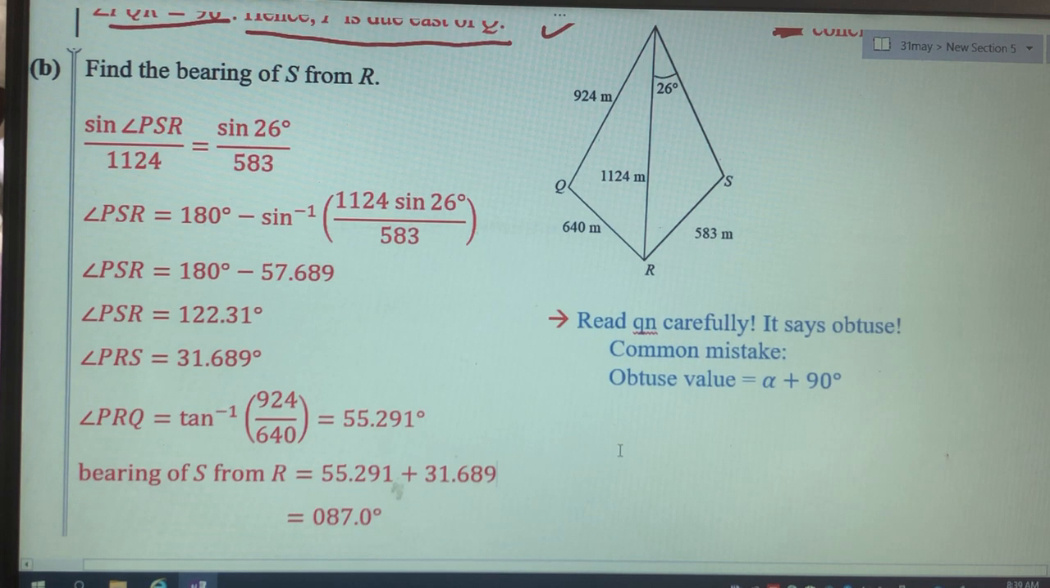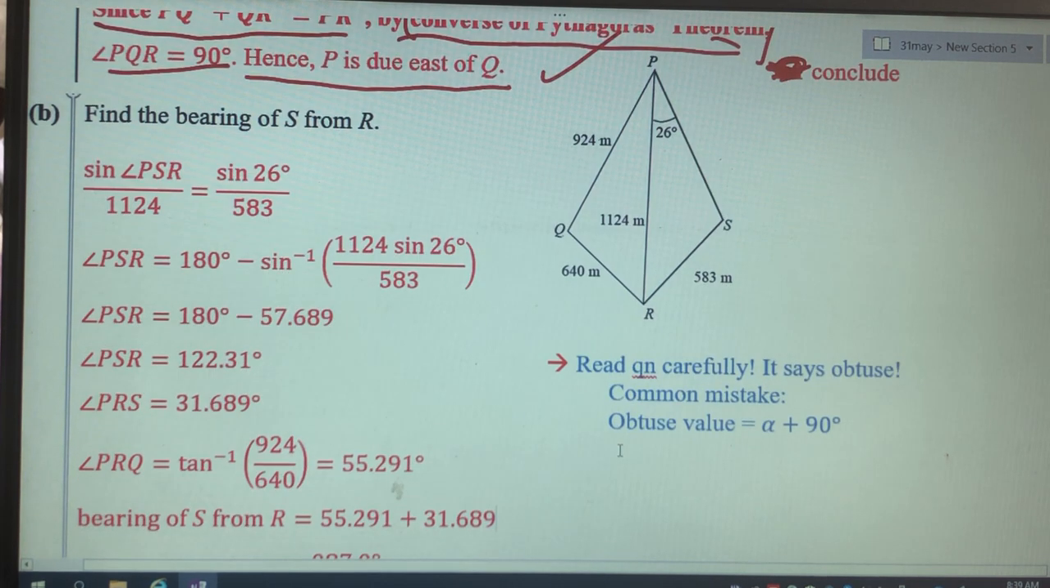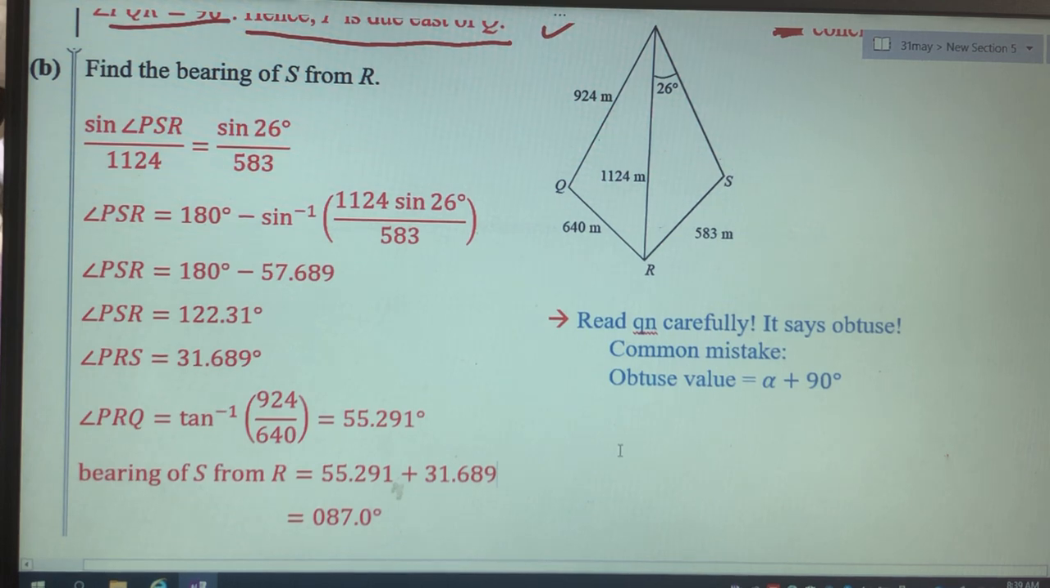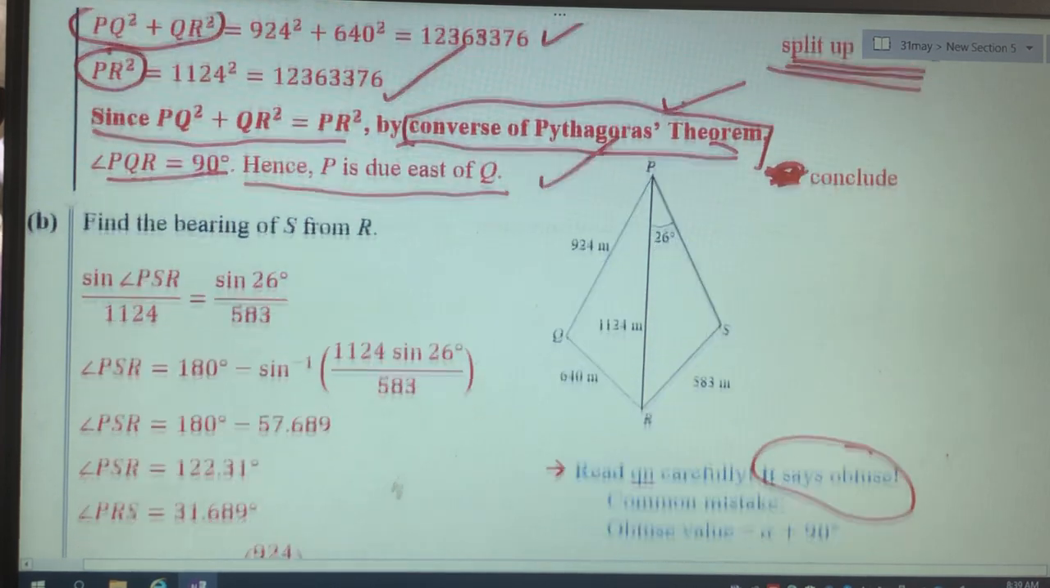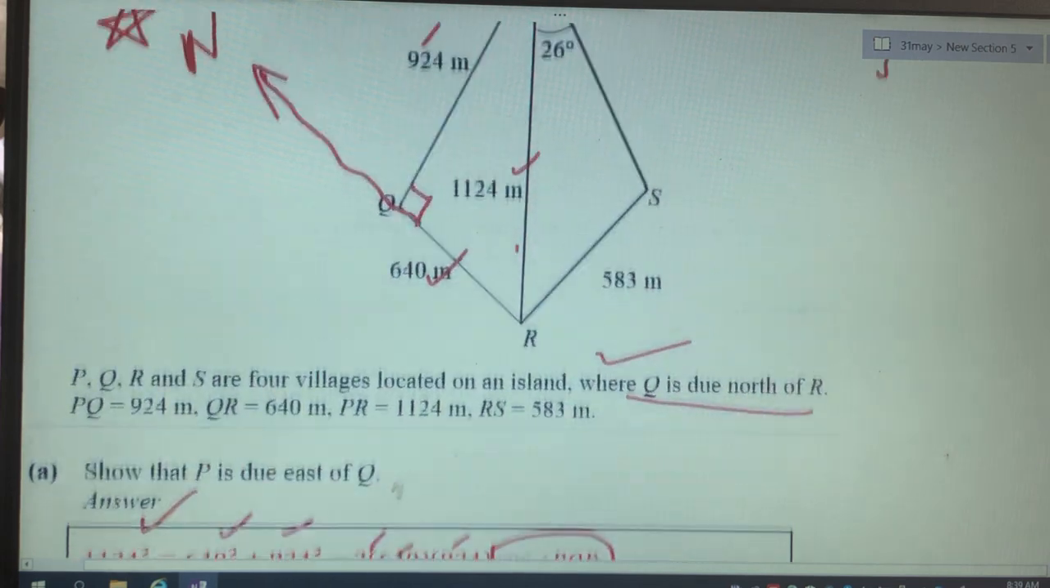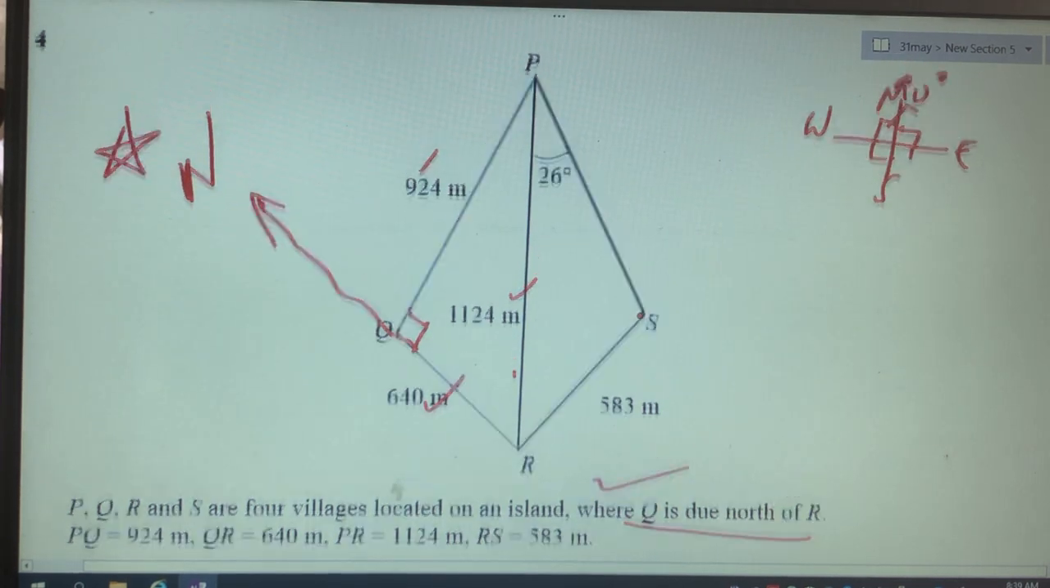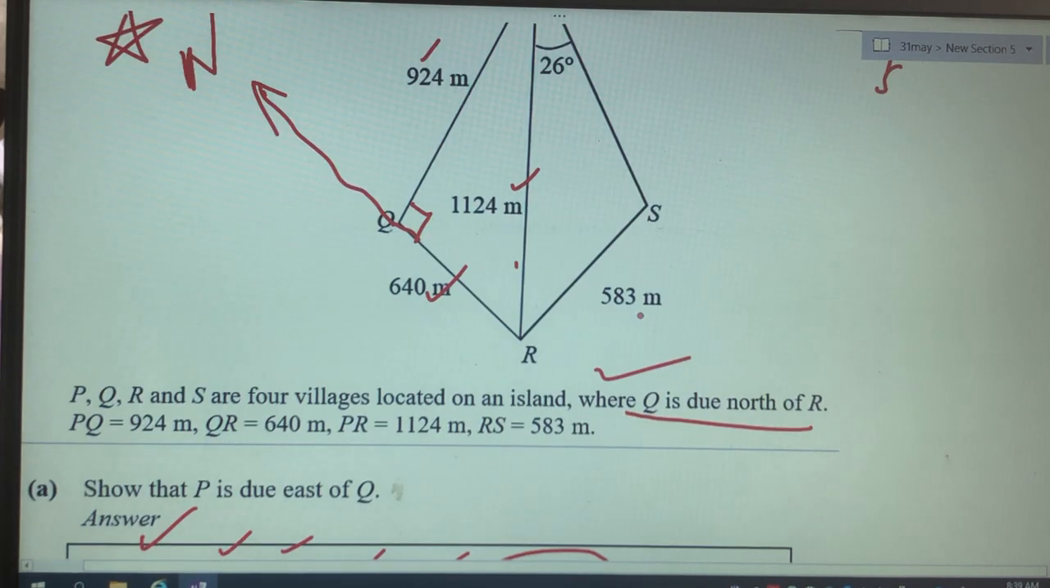Next one, they say find the bearing of S from R. Now, S from R, many of you did not read this. That's why I say our very common mistake is never read the question, or you assume. Or you've done many questions, so you assume certain things.